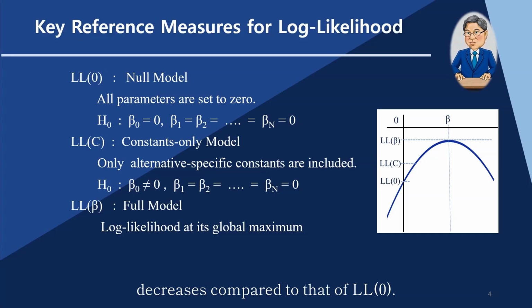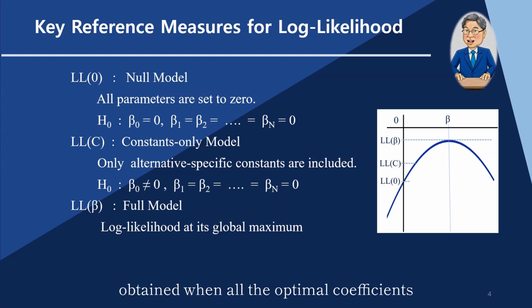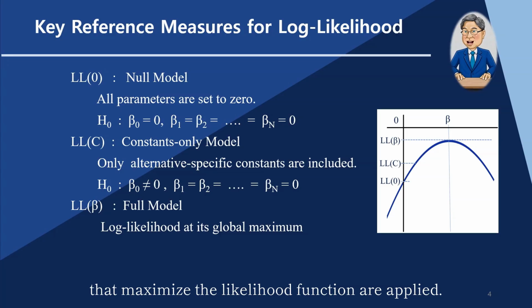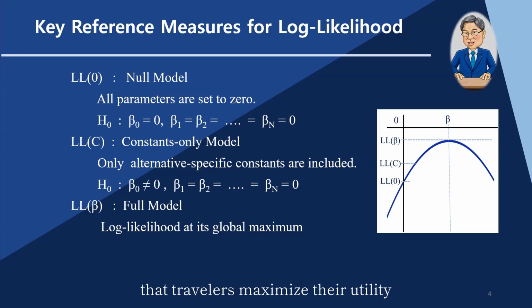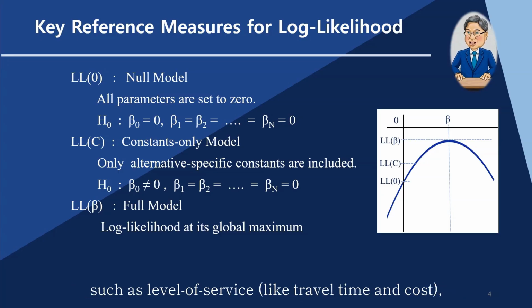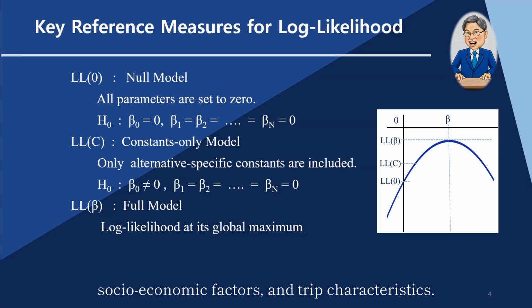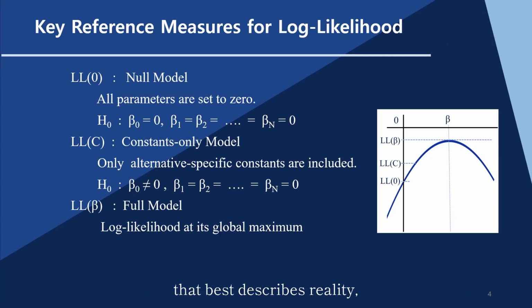Third, LL beta represents the log likelihood value obtained when all the optimal coefficients that maximize the likelihood function are applied. This value is achieved under the assumption that travelers maximize their utility by comprehensively considering explanatory variables, such as level of service, like travel time and cost, socioeconomic factors, and trip characteristics. Therefore, LL beta represents the maximum possible value that best describes reality, meaning it is the closest to zero.